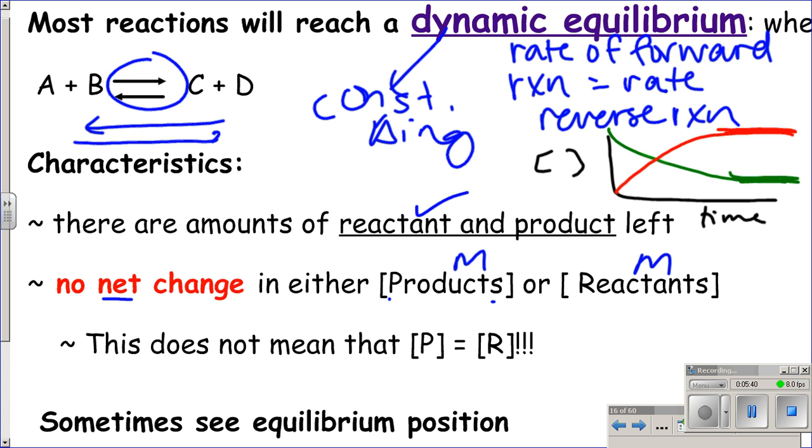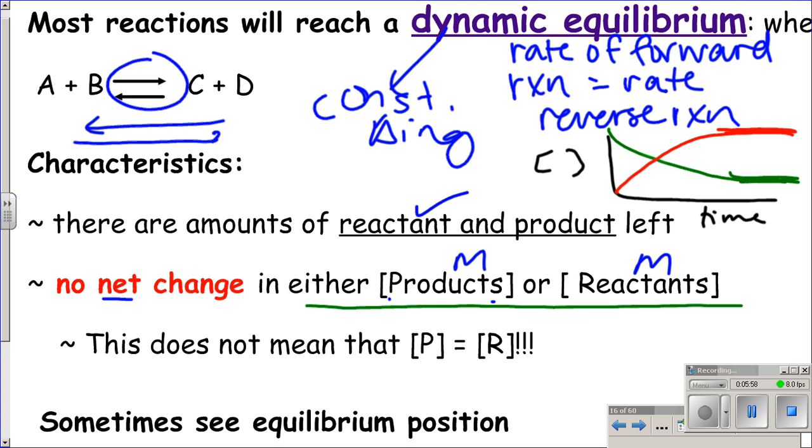So the concentrations of the products formed are constant. The concentrations of the reactants left are constant. That definition is right here: no change in either product or reactant concentration. So you can see equilibrium graphically when the slopes of these lines are now horizontal.